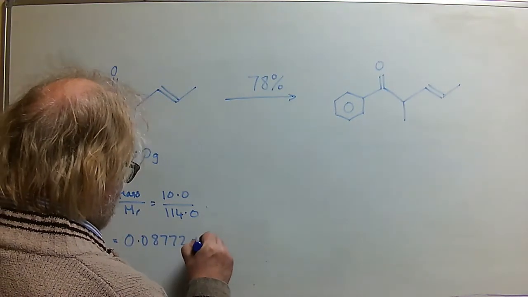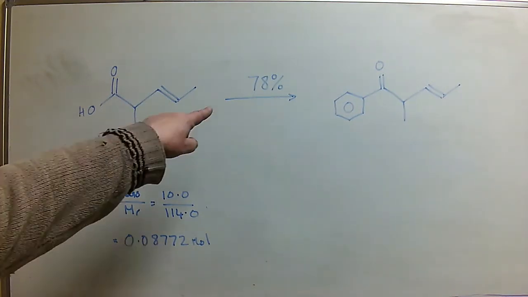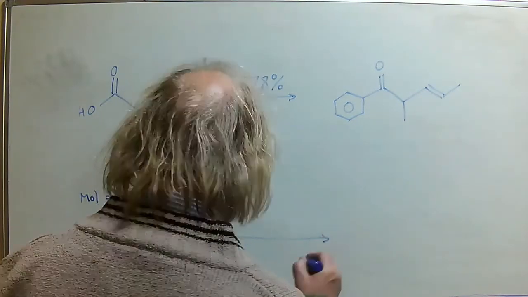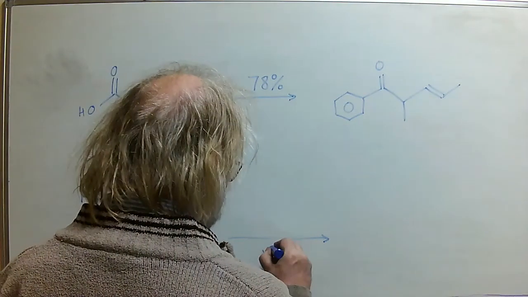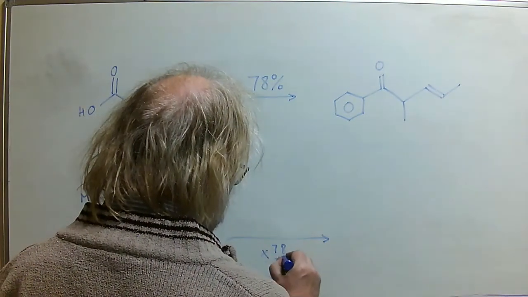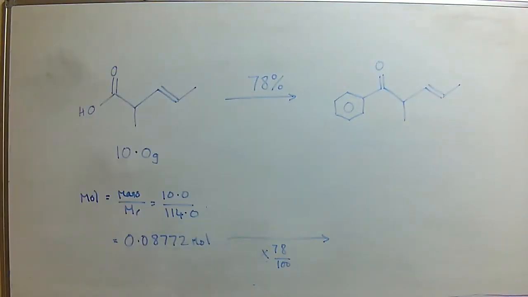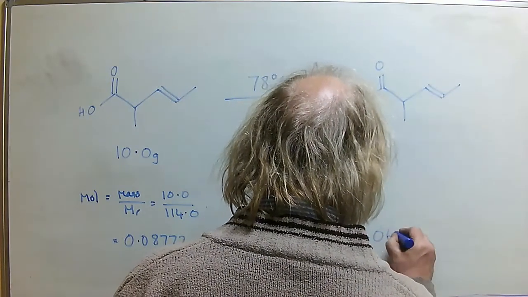Keeping lots of significant figures at this point, because I don't want to round till the end. And then, as we said, what that number means is that you get 78% of that number of moles of your product. So you just multiply by 78 over 100 to get the moles of that compound, which gives you 0.06842.